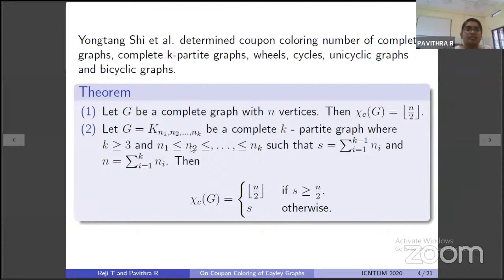Yongtang Shi et al. determined the coupon coloring number of complete graphs, complete K-partite graphs, wheels, and some basic graphs. And we will use these theorems. Let G be a complete graph, then the coupon coloring number of the complete graph is the floor function of n by 2. And for the complete bipartite graph, the coupon coloring number is like this.